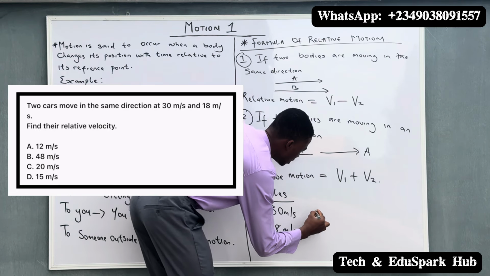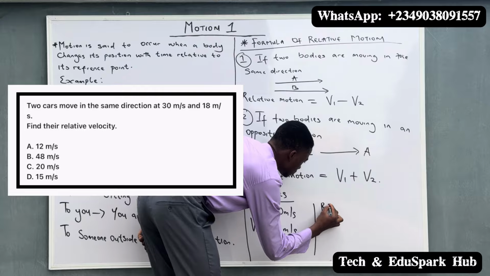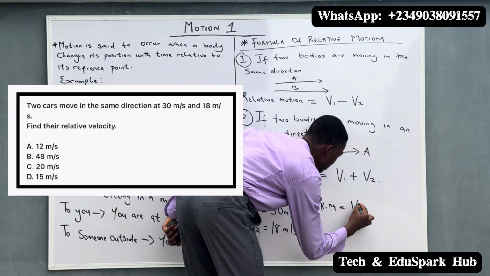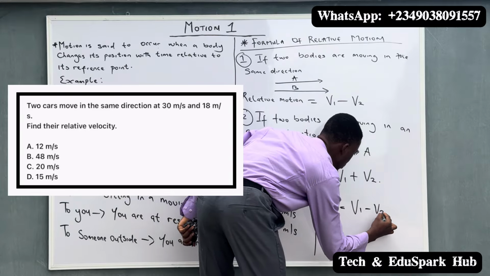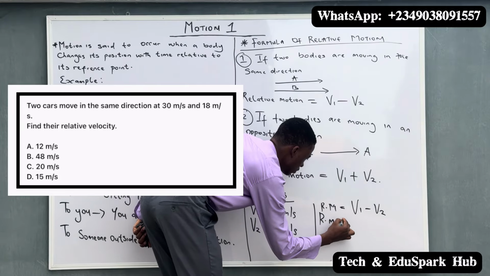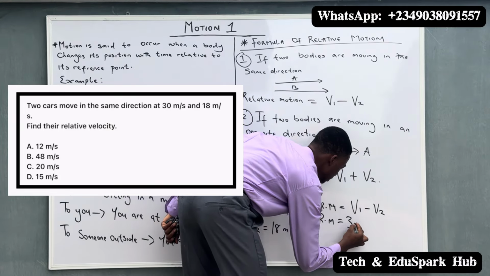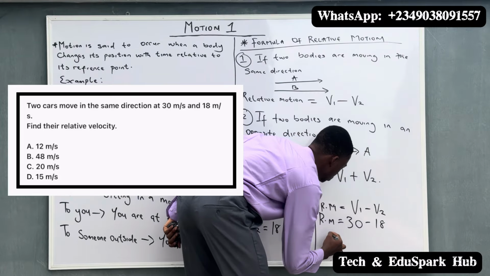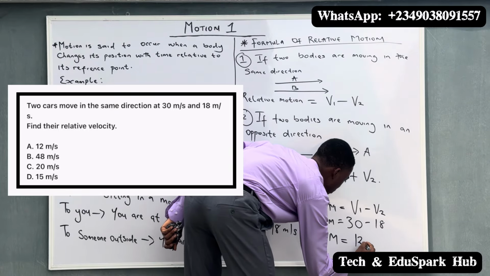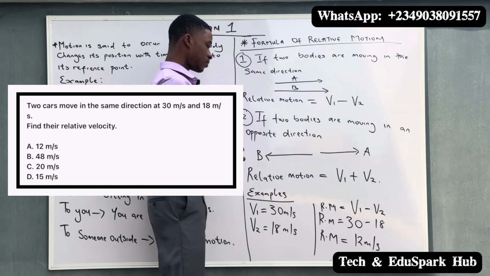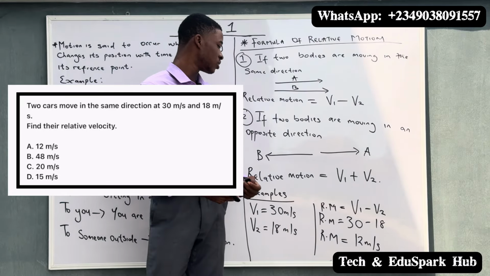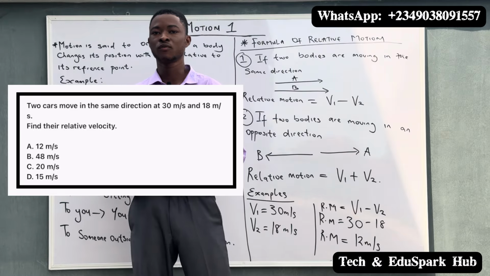So in this case, the relative motion, which is Rm, will be given as V1 minus V2, because they are moving in the same direction. So our Rm will be given as 30 minus 18. So our relative motion will be 12 meters per second. So this is our final answer to a question of this type. So we have option A as our final answer to this kind of question.